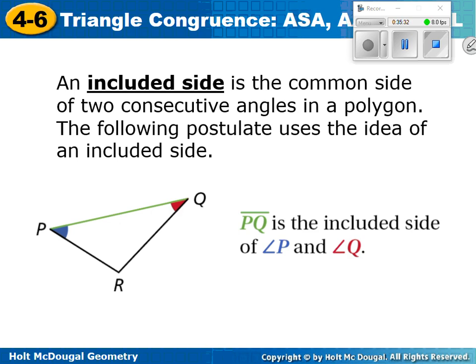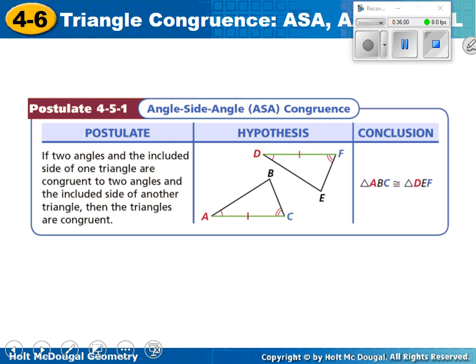If it's after or before the two angles, it's not the included side. The included side is the common side of two consecutive angles. And again, I think about it as if you take the vertex of one angle and the vertex of another angle, and you connect those two vertices, the line that you draw is the included side. So if this angle and this angle are congruent, this is the included side. And so the next theorem that they're going to look at is angle side angle, where now you have a side in between two angles.